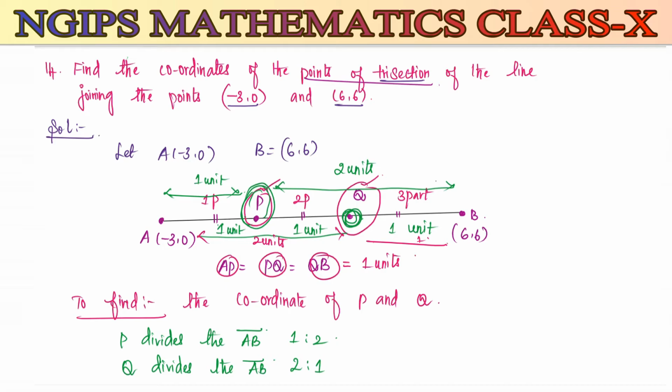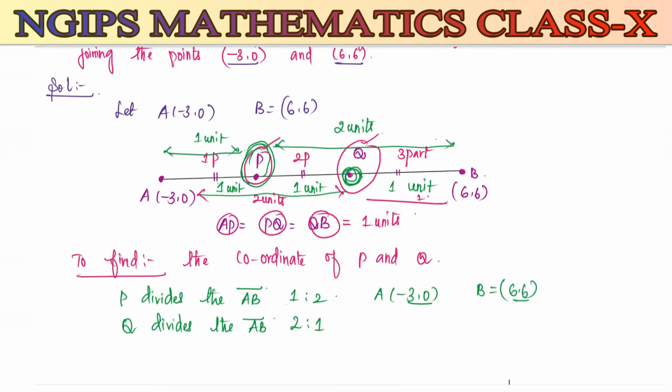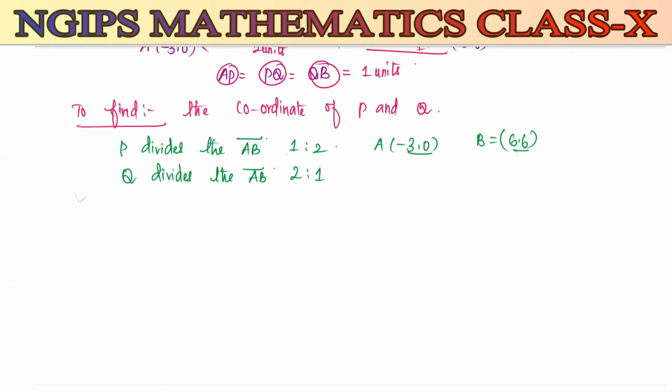By using these ratios, and we have the point A as -3, 0, and the B point is going to be 6, 6. We have the ratio and we have the points. So easily you will get the coordinates now by using the section formula. Here, finding the coordinates of P, by using the section formula.